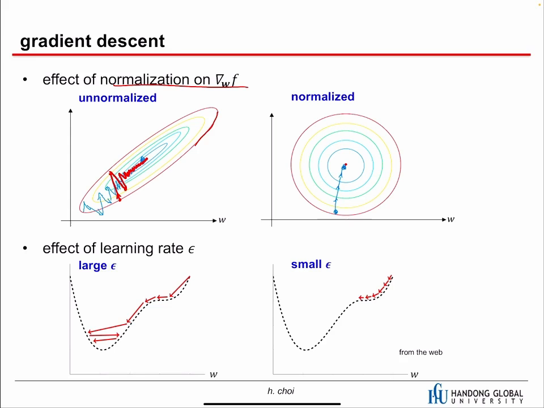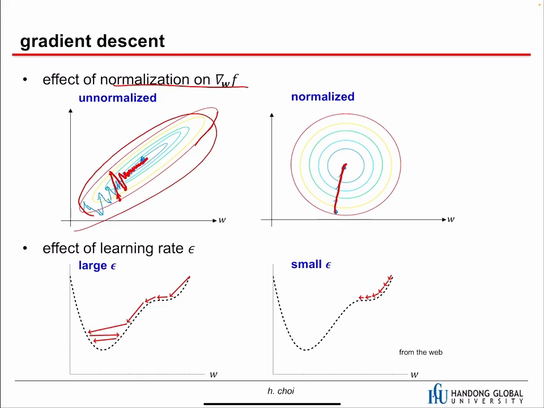But if it is normalized, then it's better. It's smooth, it can converge to the local minima. Okay, so we'll talk about this kind of case later. When we handle this unnormalized case, then something like a momentum would help. But anyway, the shape, if the shape is not normalized, then the learning would be hard.